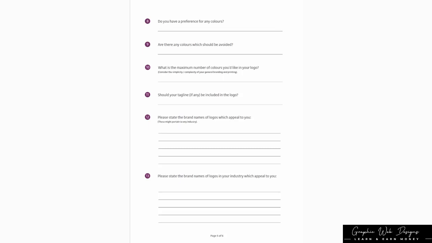Question 10 asks, what is the maximum number of colours you'd like in your logo? In brackets, the client is advised to consider simplicity and complexity of their general branding and printing.